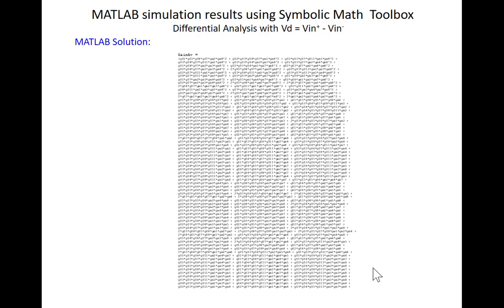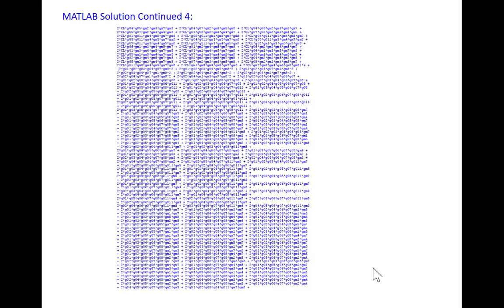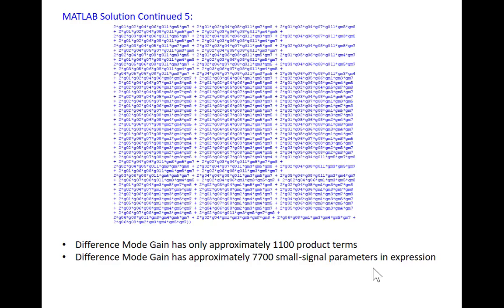So I did the differential analysis. Differential analysis was a little bit easier. Here's the solution for the differential analysis, with those few lines of MATLAB code as well. I only had to have this on 6 pages instead of 10 as before. Of course, I only have the difference mode gain. I didn't get the common mode gain yet. So if I go back and do that again, I probably have another 5 pages of equations. So this only has 1,100 product terms, 7,700 transconductance expressions.